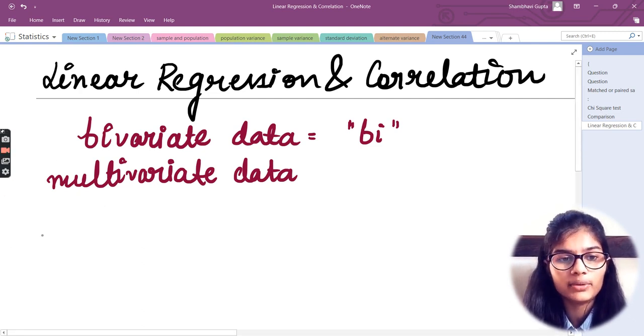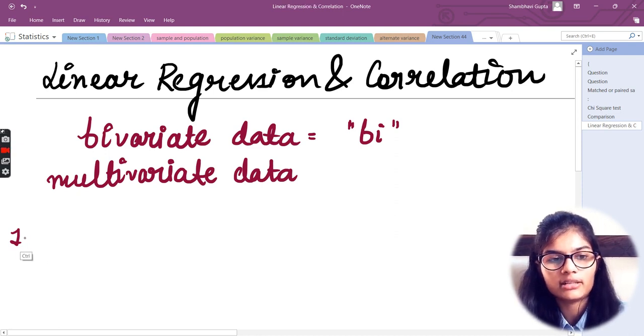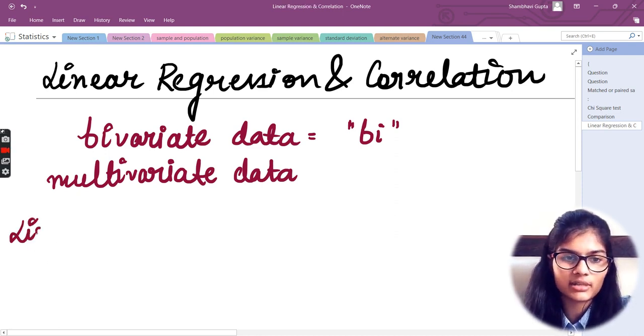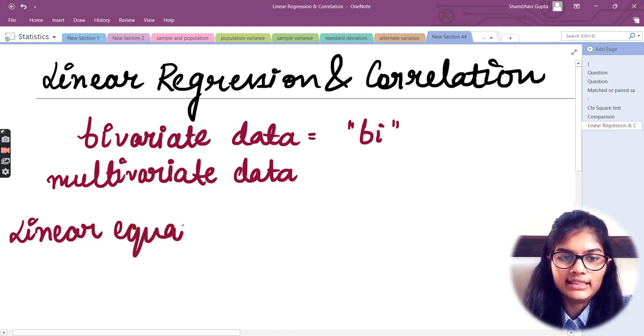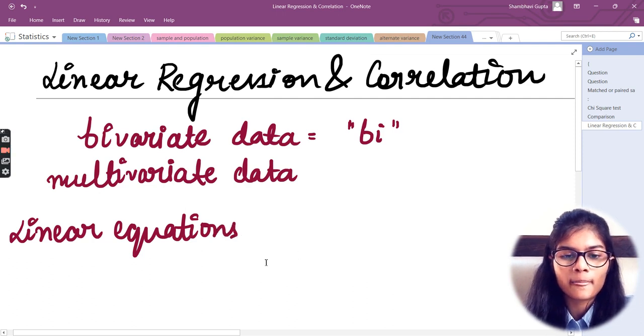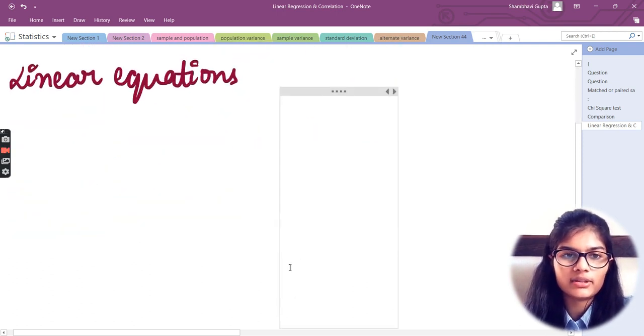Now I'll be taking you to the very first topic that I have right here, and that's linear equations. Okay, yes, this is the topic. Let's come down and start studying this particular thing.